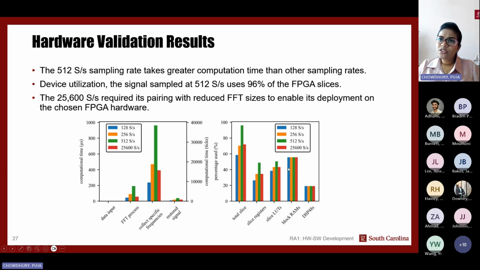In the case of device utilization, the right plot, we can also see that the 512 sample rate utilized around 96% of the FPGA slices. So in the hardware implementation, we can see that 512 performed pretty well. But why doesn't 25,000 work perfectly? Because it requires pairing with a reduced FFT size because of the size limitation, to enable its deployment on the chosen FPGA hardware.